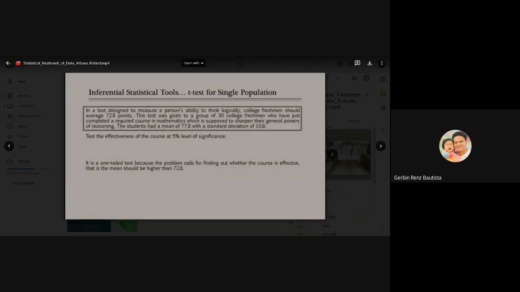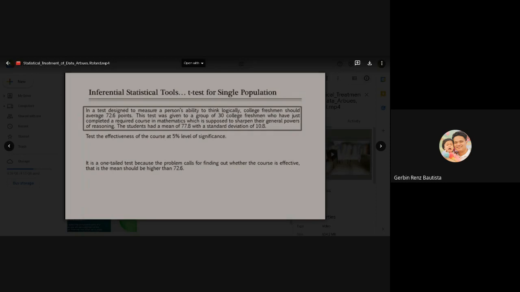As a sample application for the t-test for a single population, consider the following. In a test designed to measure a person's ability to think logically, college freshmen should average 72.6 points. This test was given to a group of 30 college freshmen who have just completed a required course in mathematics, which is supposed to sharpen their general powers of reasoning.